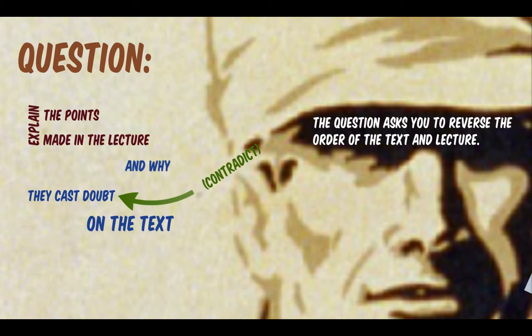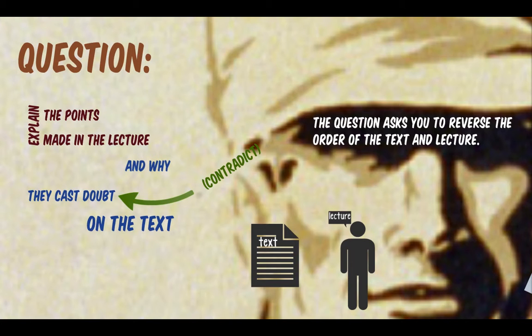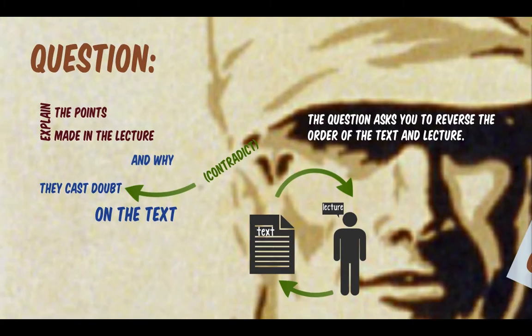So the question asks you to reverse the order of the text and the lecture. If you see here, it says, talk about the lecture first and then talk about the text, but you first read the text and then listened to the lecture. So this switching is going to be a little bit strange when you do your first composition, and just pay attention to the way that we talk about that kind of strange aspect and make sure that you write your composition in a way that answers the question directly.